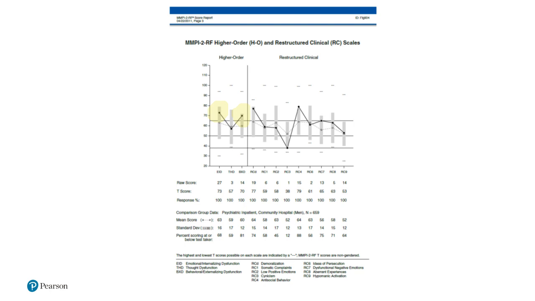Then as we look at the RC scales, or the restructured clinical scales, we see that we're having some considerable concerns around demoralization and distress. You can consider this as psychic distress. This is emotional psychic pain. So this individual is telling us that he is not in a good place, and he's having both internal and behavioral struggles related to this, as well as some very high scores on the RC4, which would be consistent with his acting out and aggressive behavior and so on.